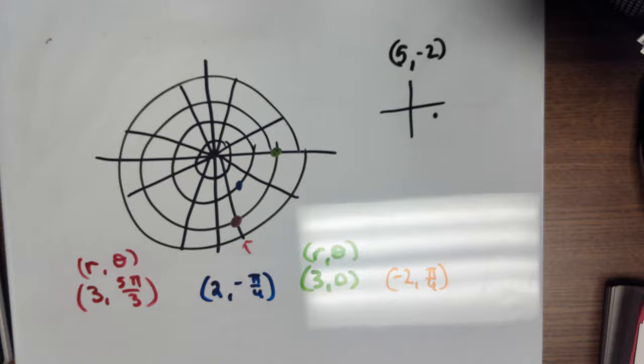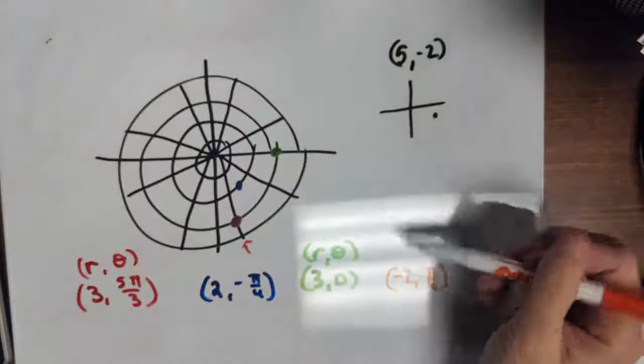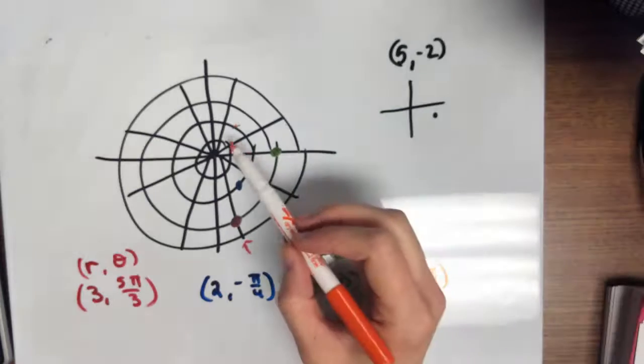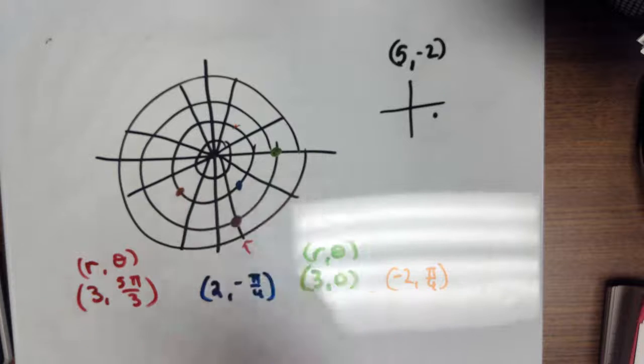And then the very last one, (-2, π/4). Once again, start with your angle. So here would be π/4. +2 would fall right there. But because it's a negative, it just reflects it. So we're going to go 2 in the opposite direction.